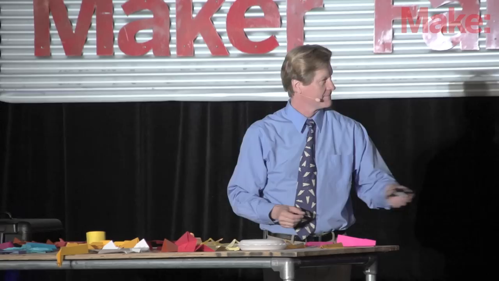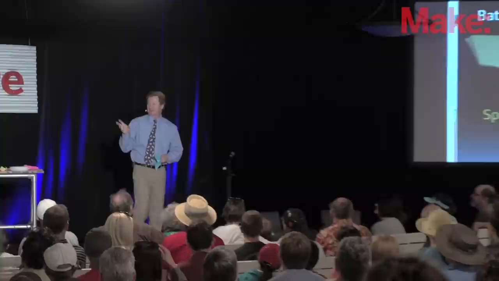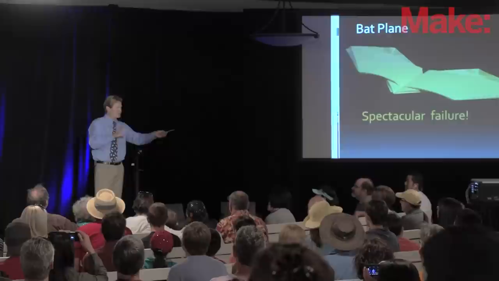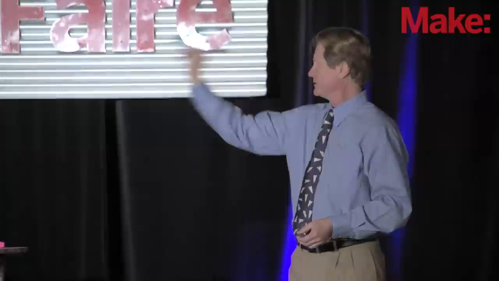This is a plane I like to call a spectacular failure. It did not start out to be the bat plane. It started out to be the seagull plane. And you can see I got the wing shape about right, but something really extraordinary happened when I threw it for the first time. You have to watch closely. Whoop, I could not hit the table. There's a whole room here, and somehow I managed to hit a table.